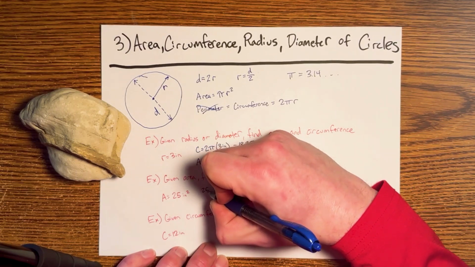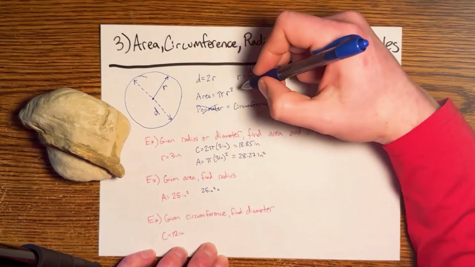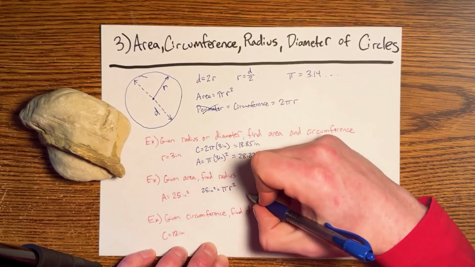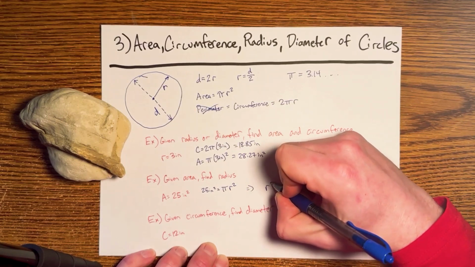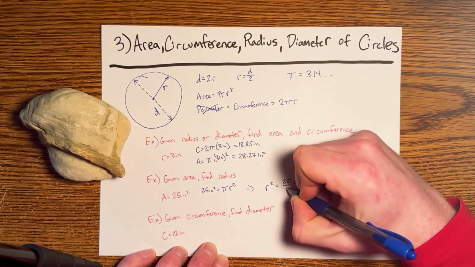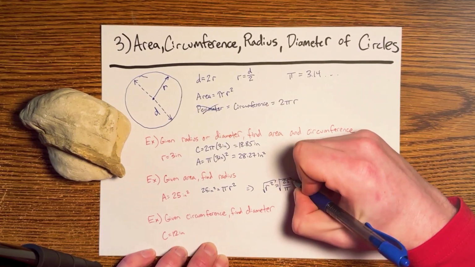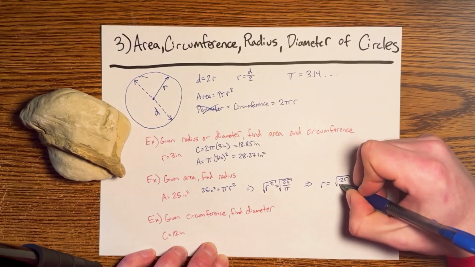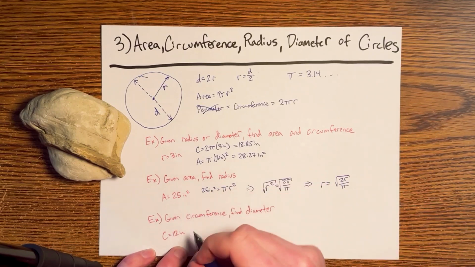The area, 25 inches squared, equals pi r squared. And then we'll just follow through basic math here. So r squared is equal to 25 divided by pi, and then we'll take the square root of each. So we end up with r is equal to the square root of 25 divided by pi. Plug that into your calculator.